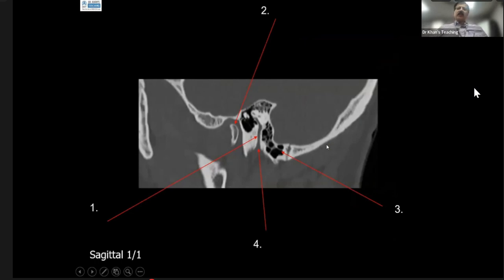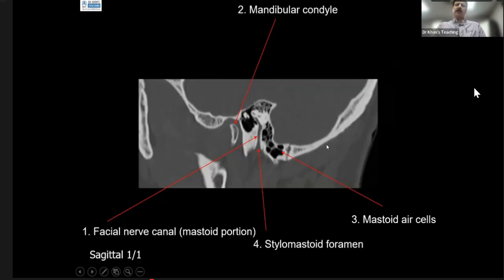A sagittal sequence. So what is number 1? Good. And what is number 4? Number 4, please. Excellent. So that is the stylomastoid foramen and facial nerve.